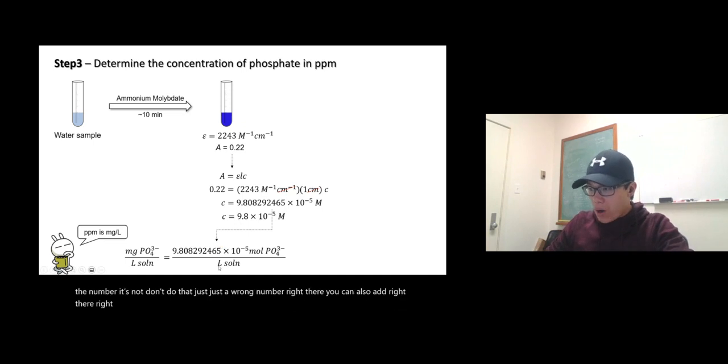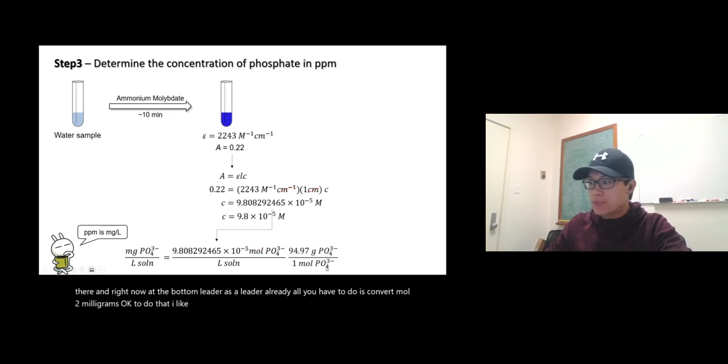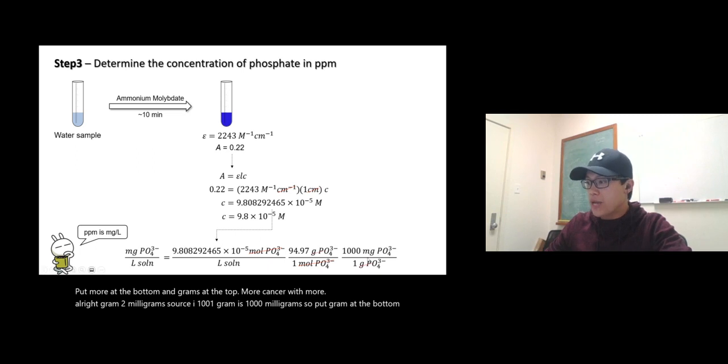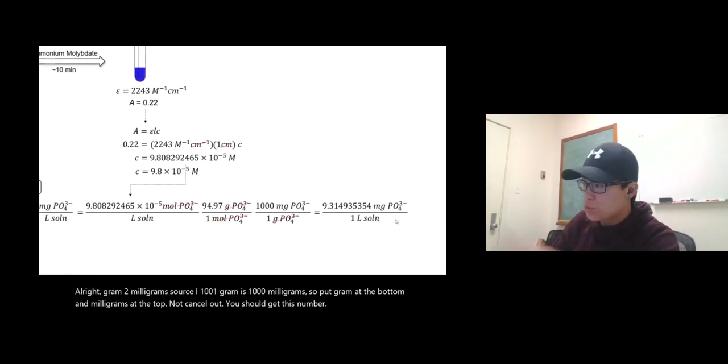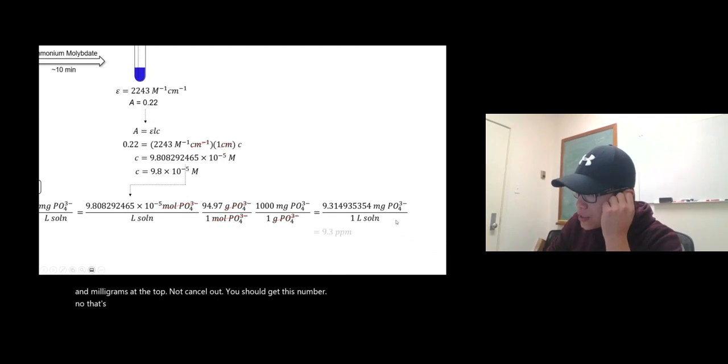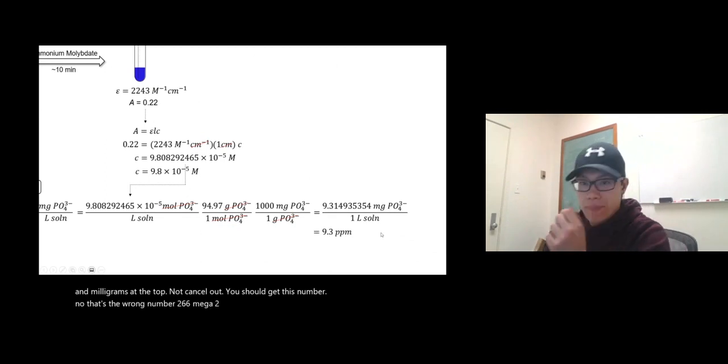Now, at the bottom, we have liter already, all you have to do is convert mole to milligrams, okay? To do that, all right, mole to grams first using molar mass, put mole at the bottom and grams at the top, mole cancels with mole. All right, grams to milligrams, so it's 1,000. 1 gram is 1,000 milligrams, so put gram at the bottom and milligrams at the top, no cancel out. You should get this number. All right, that's a raw number. 2 sig figs, make it 2, so 9.3 ppm.